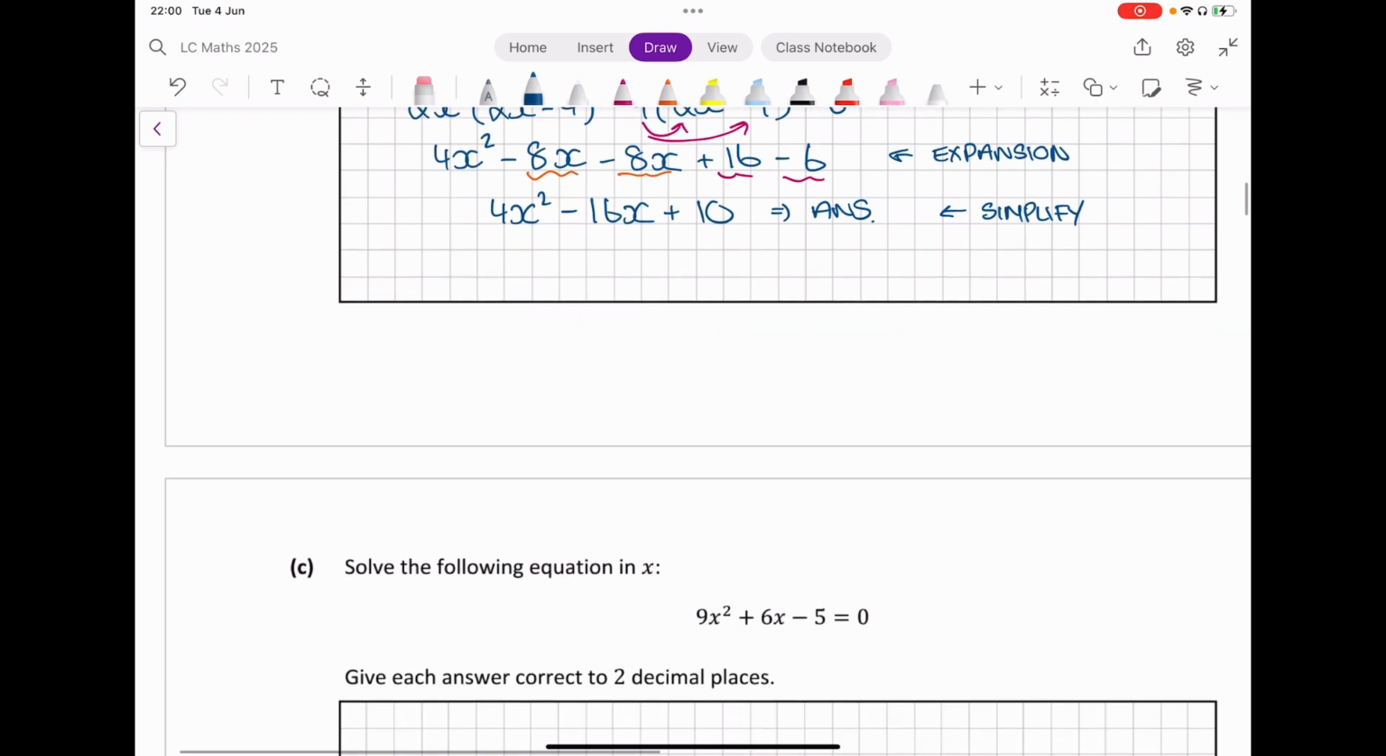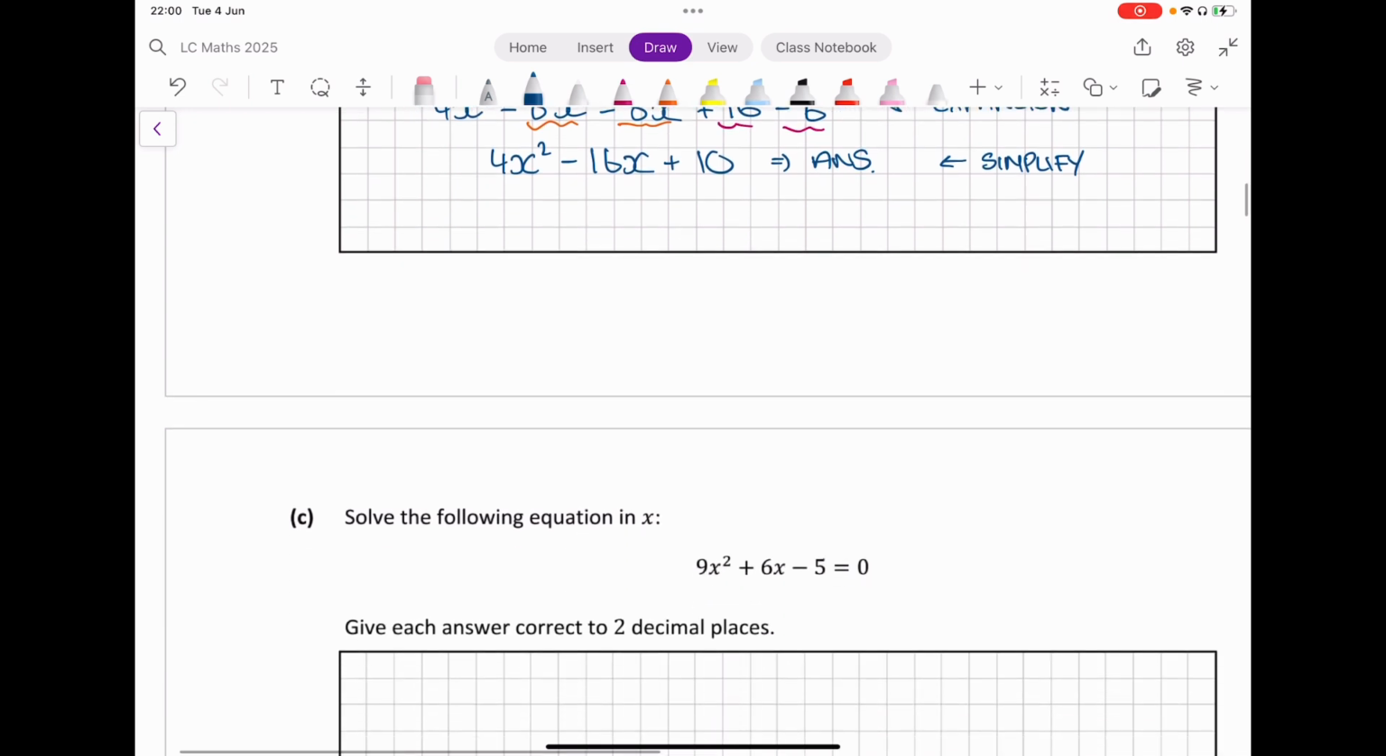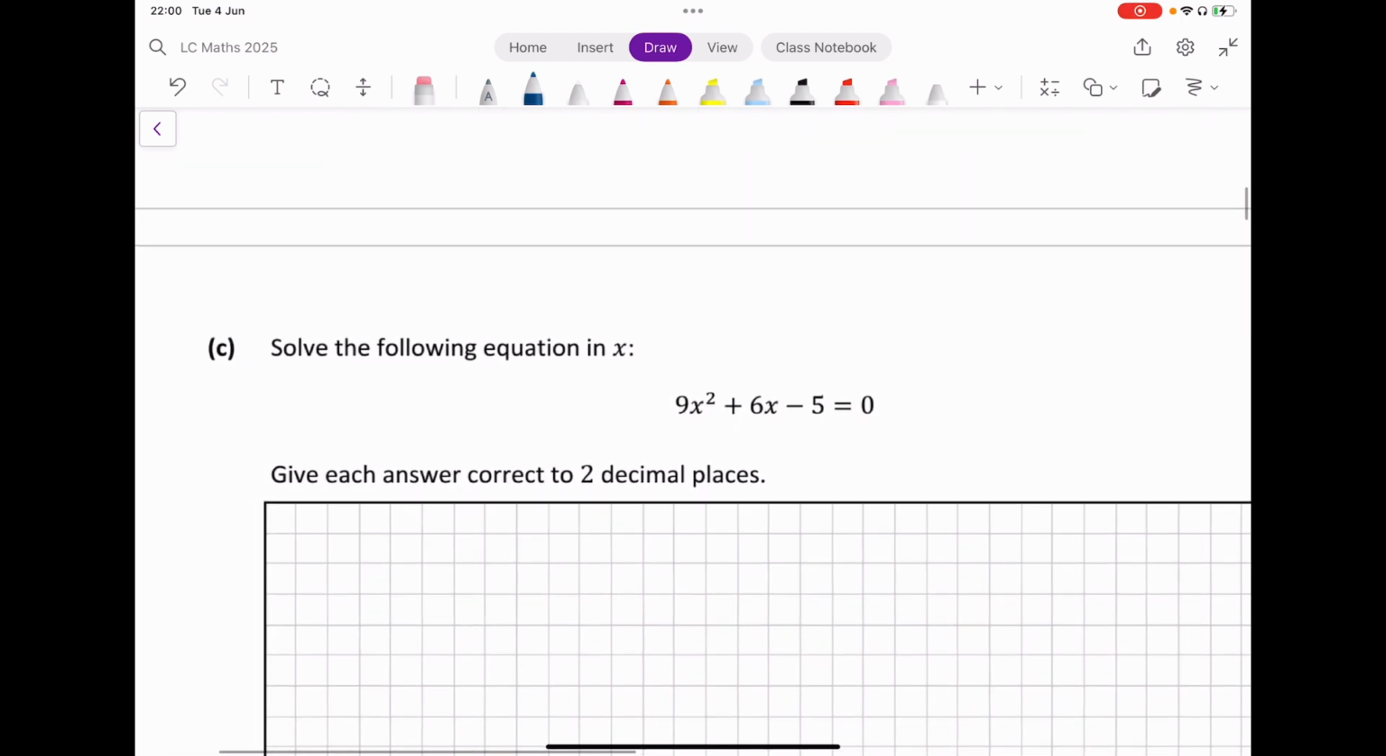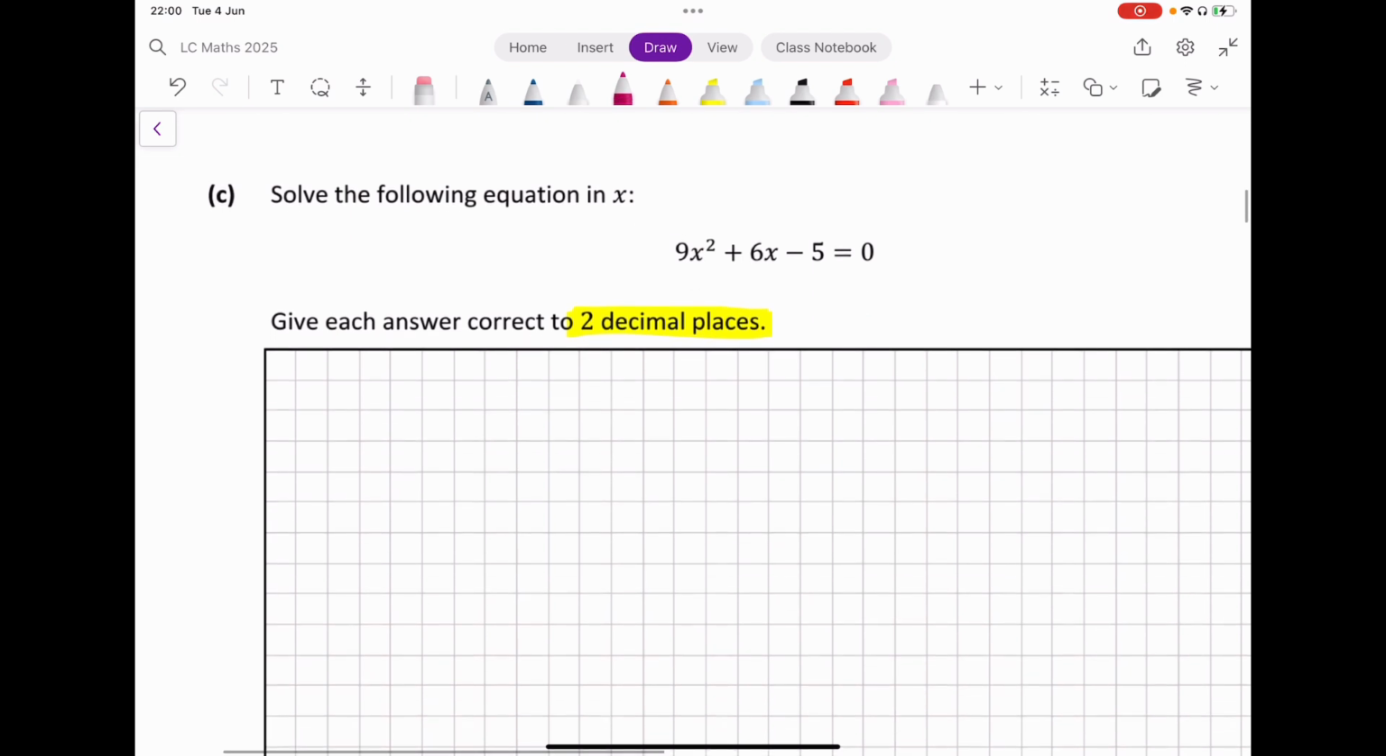Okay. So the next one now, it is solving a quadratic equation. This quadratic equation is saying give your answer correct to 2 decimal places. The minute I see that, I'm thinking in my head that it's more than likely going to be the minus b formula, i.e. there's going to be no factors. So straight away, I'm jumping in and I'm going to write down my minus b formula. X is going to be equal to minus b plus or minus the square root of b squared minus 4ac all over 2a.